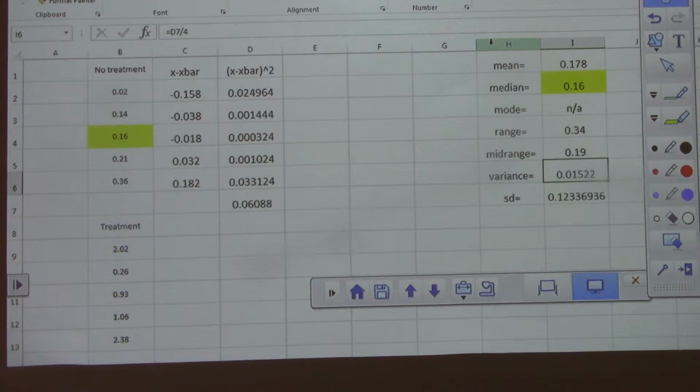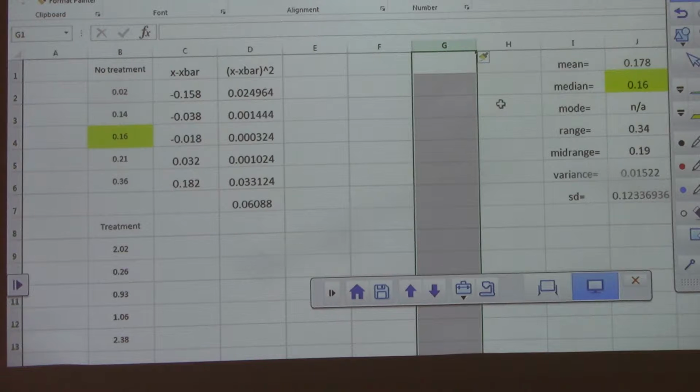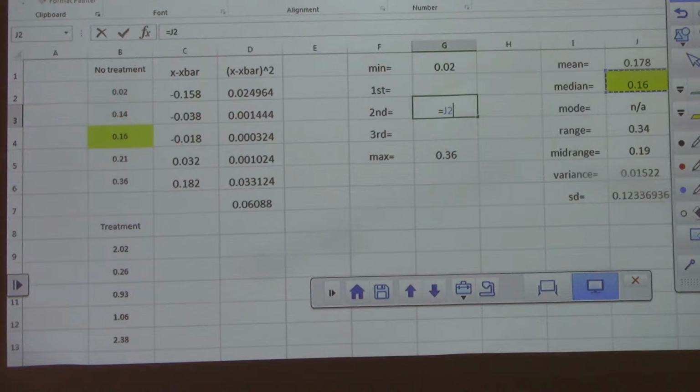Let me move this over one. I'm trying to get it where everybody can see. Min is equal to, first quartile is equal to, second quartile is equal to, third quartile is equal to, and the max is equal to. Now, of course, the max is equal to the max, and the min is equal to the min, so you shouldn't miss those. And the second is equal to what? Median.